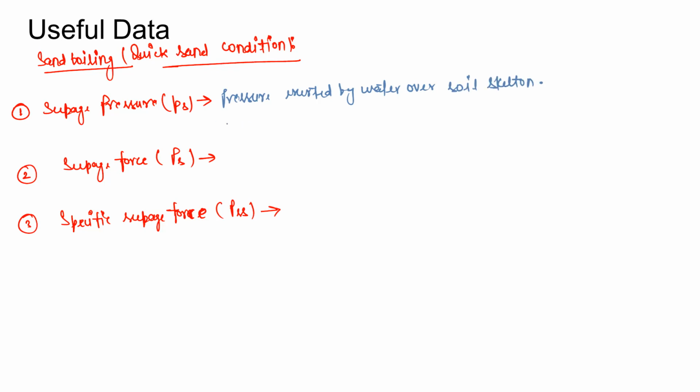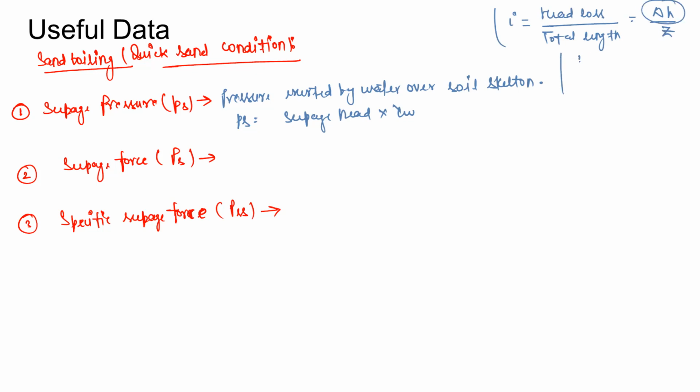The formula for seepage pressure is seepage head into gamma W. We know the basic formula used for permeability in soil: hydraulic gradient I is equal to head loss divided by the total length in which the flow is occurring. Let's say our head loss is delta H and the total length is Z. So head loss, which is also termed seepage head, delta H, will be equal to I into Z. So we can write that seepage pressure PS is equal to seepage head into gamma W, which is I Z gamma W. So this is seepage pressure.